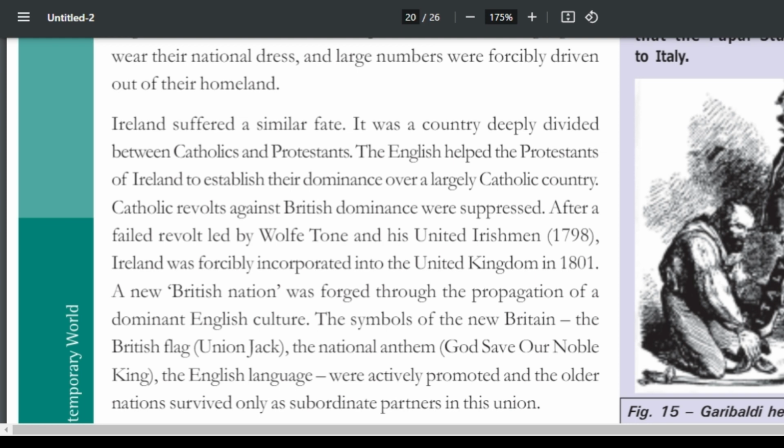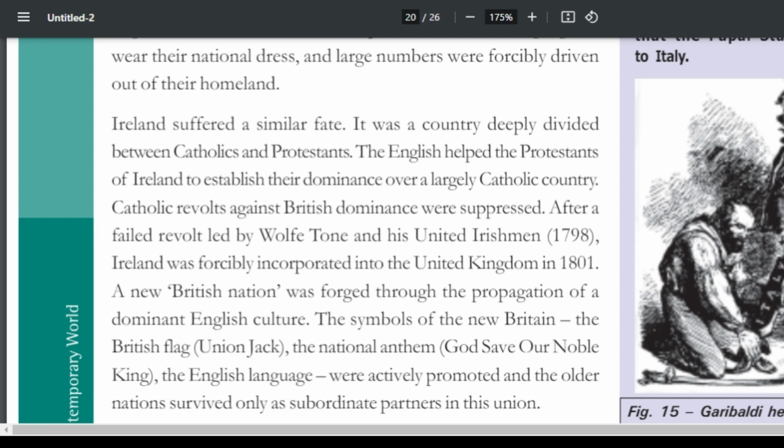It was a country deeply divided into Catholics and Protestants. The English helped the Protestants of Ireland to establish their dominance over a largely Catholic country. Catholic revolts against British dominance were suppressed after a failed revolt by Wolfe Tone and his United Irishmen in 1798. Ireland was forcibly incorporated into the United Kingdom in 1801.